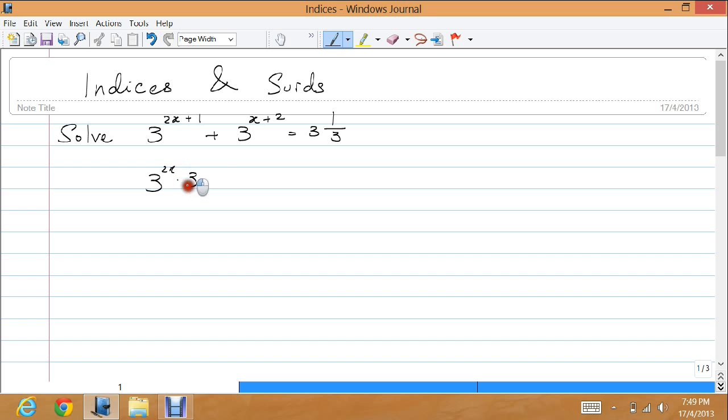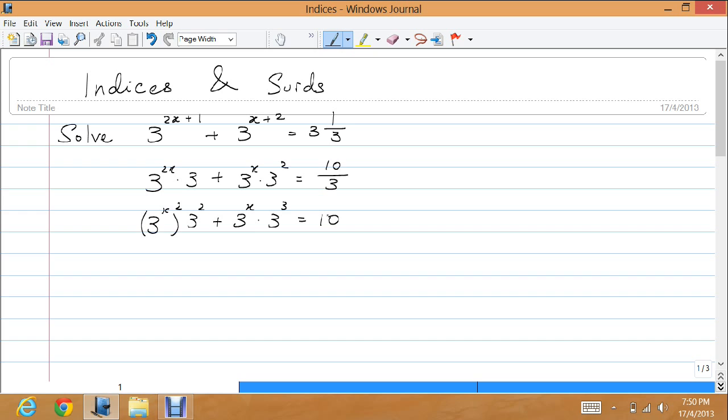3 to the power of 2x times 3 plus 3 to the power of x times 3 squared. On the right, we can rewrite as 10 over 3. Let's multiply 3 on both sides. Also note that the first term 3 to the power of 2x can be written as 3 to the power of x, squared, times 3 squared, plus 3 to the power of x times 3 cubed equals 10. I multiplied both sides by 3.